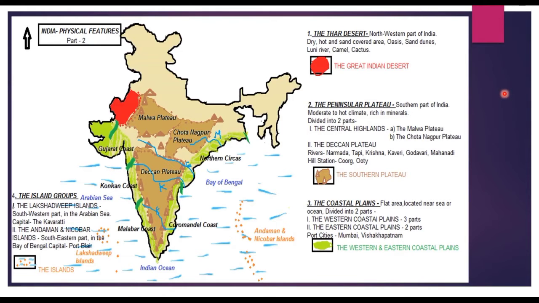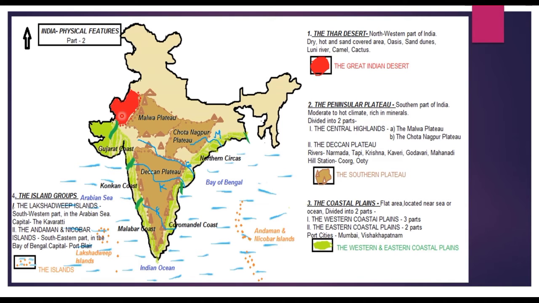Hi everyone. Today we are going to learn about Grade 4 Social Studies Chapter 4, India Physical Features Part 2. Here, first, we will get to learn about the Great Indian Desert.